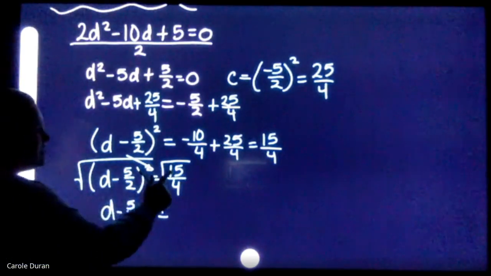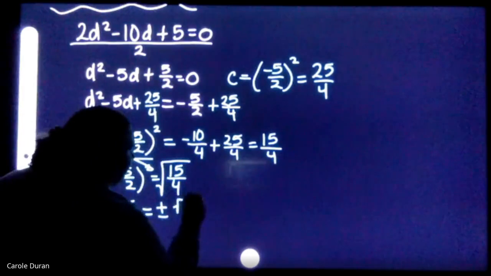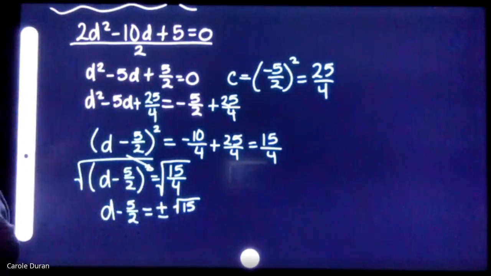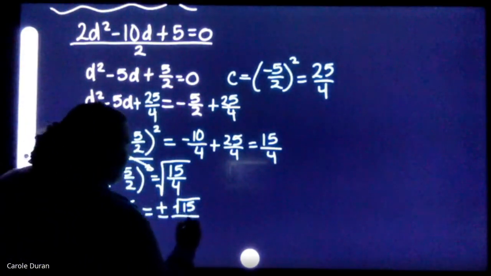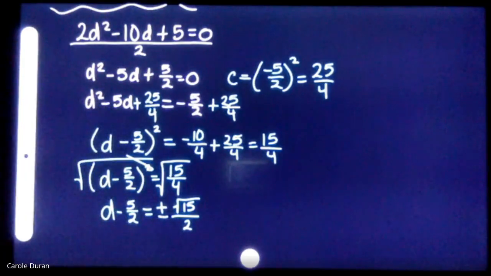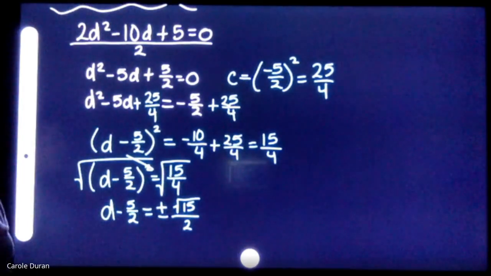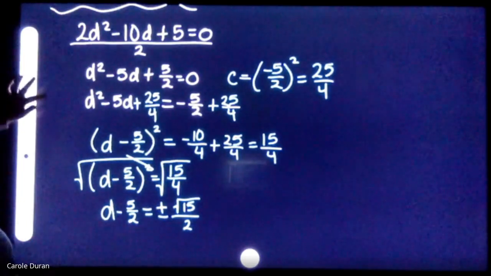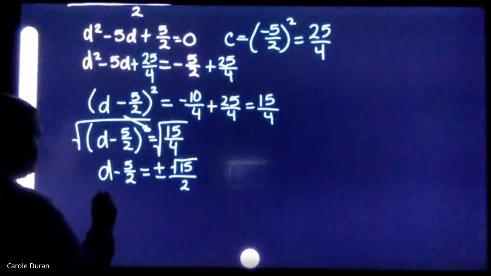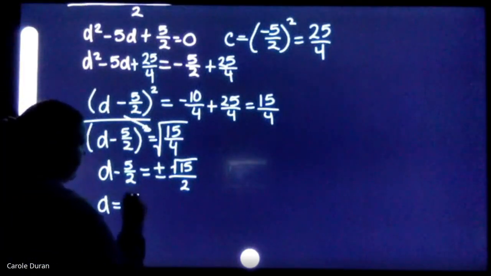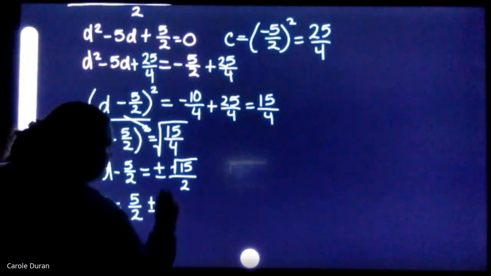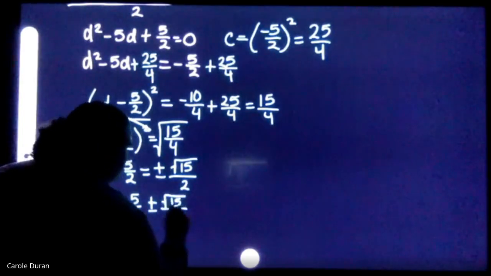I cannot take the square root of 15, so it's going to stay under the radical, but I can take the square root of 4, which is 2. So now that 2 is not under the square root anymore because I was able to take the root of 4, I have D minus 5 halves equals plus or minus the square root of 15 over 2. To solve for D, I need to add that 5 halves over. So I get 5 halves plus or minus the square root of 15 over 2.